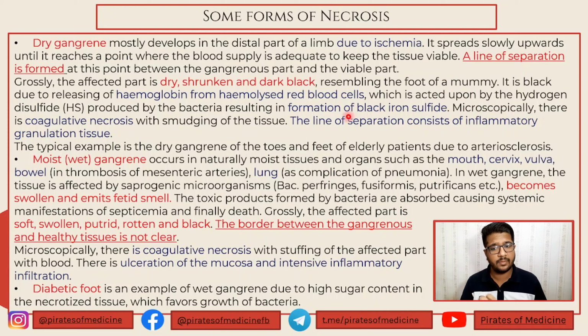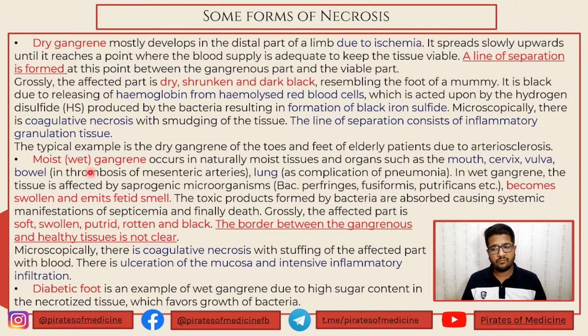Microscopically, this is due to formation of black iron sulfide because of destruction of hemolyzed red blood cells. Understand, if the blood supply of an organ, particularly the limbs, is blocked, the blood remaining in the limb will obviously contain some RBCs which will be destroyed, and these destroyed RBCs release some pigments which the bacterial cells will act on, leading to formation of iron sulfide, which is black in color, turning the tissue black. Now the line of separation is characteristic.